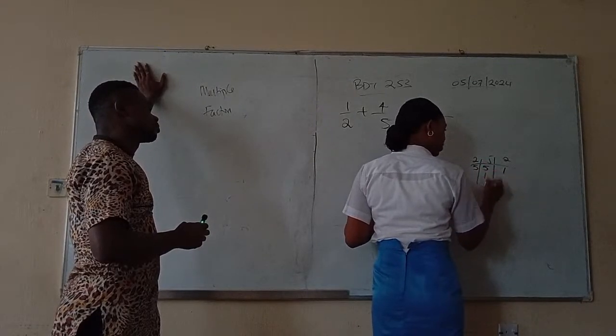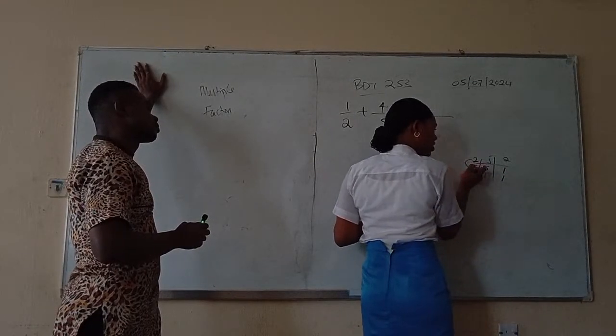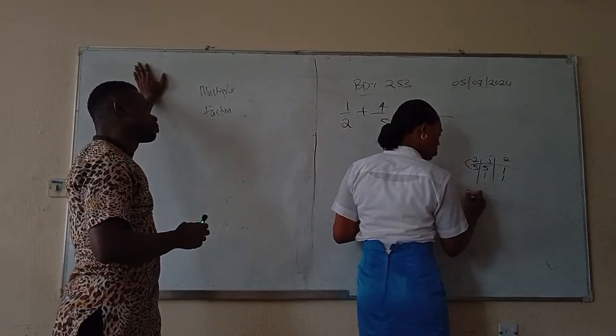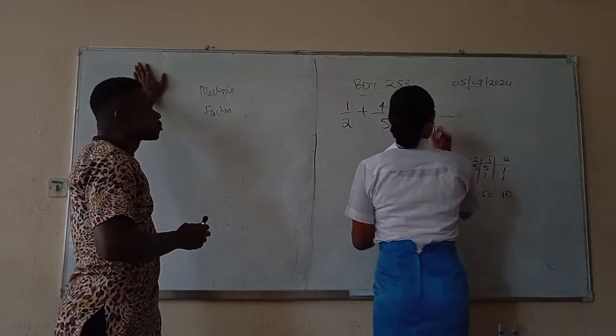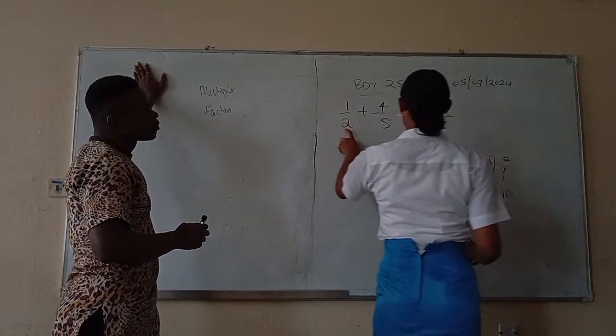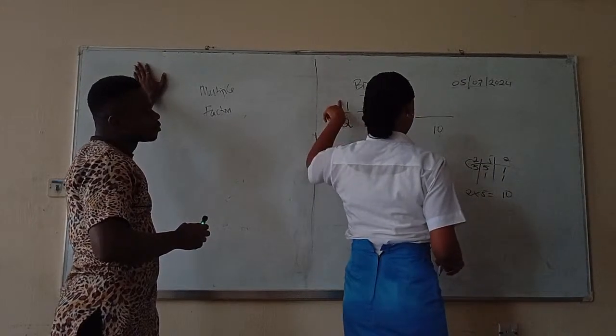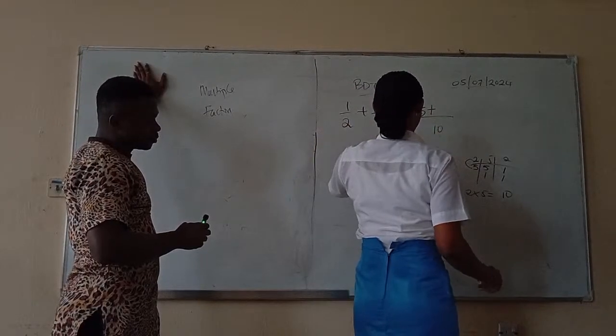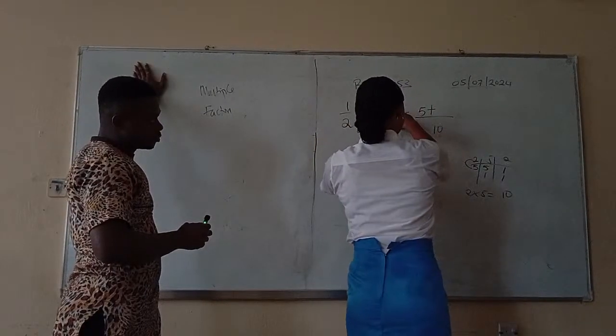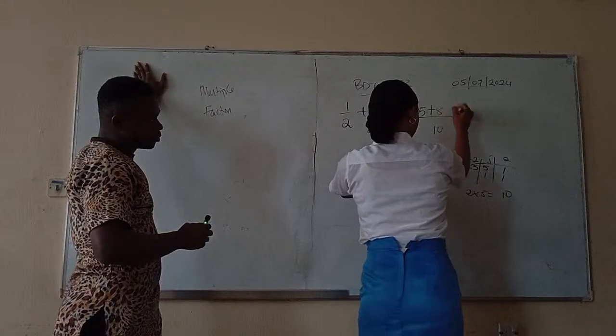5 divided by 5, 1. Write down 5. You times the outcome, which is 2 times 5. So your LCM now is what? 10. You bring it down here. 10 divided by 2, 5. 5 times 1 plus 10 divided by 5, 2. 2 times 2, 4.